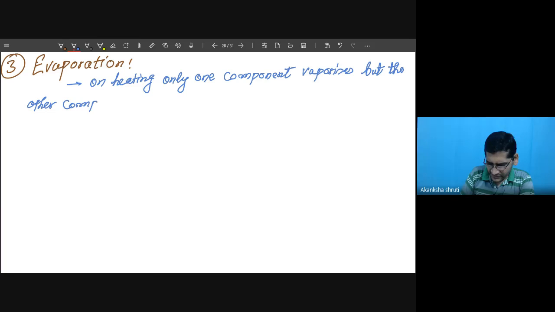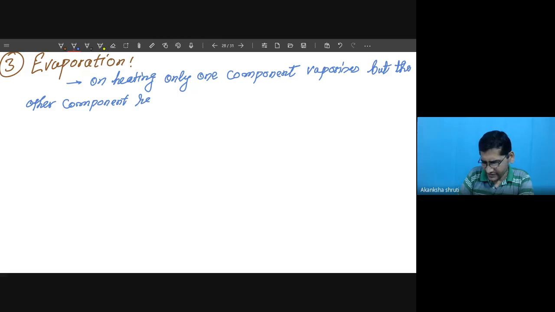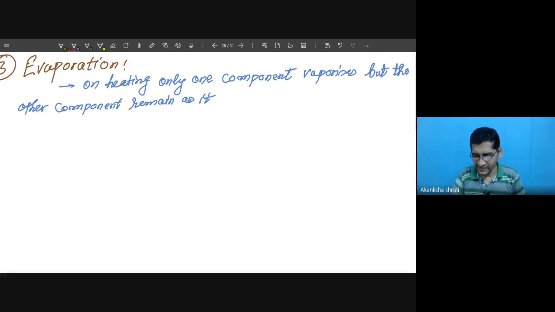But the other component does not change, it remains as it is. Remains as it is means that it does not vaporize. So what is the method used? The method used is evaporation.